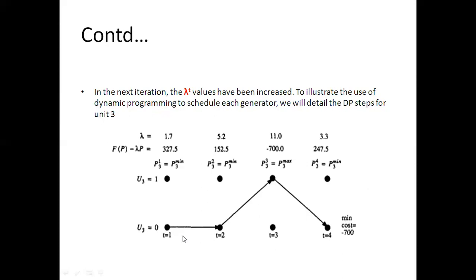The first hour unit 3 is off condition. The second hour unit 3 is also in the off condition. At hour 3 the unit is on condition, and at hour 4 unit 3 is also brought to the off condition. So for hours 1, 2, and 4, unit 3 is in off condition, and at t equal to 3, the third hour, the unit 3 is on condition. So there are those values of lambda that we have obtained: 1.7, 5.2, 11.0, and 3.3. How can we obtain those particular values?